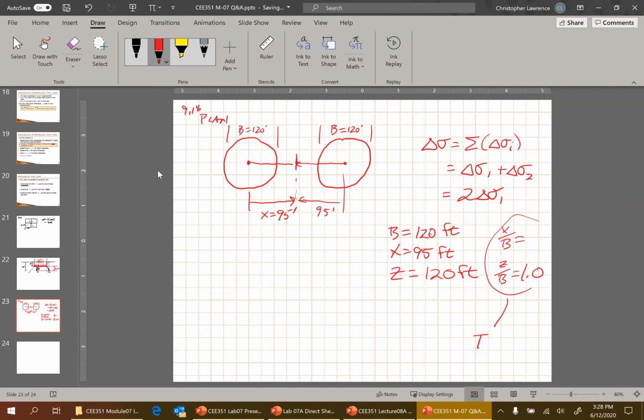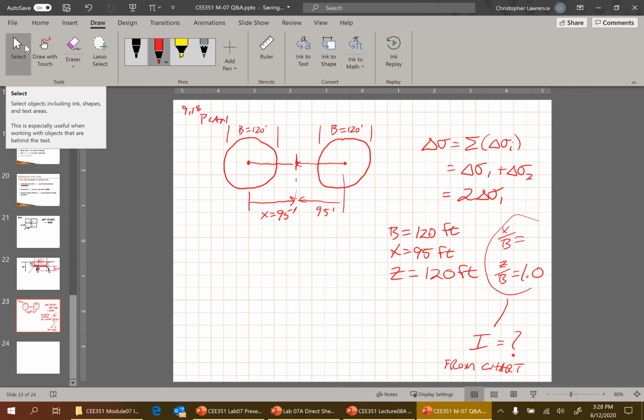So looking at the chart for the circle, if x over b happens to be 1.0 and going down to whatever depth, it doesn't touch any of the influence. So what does that mean? It's out of the influence zone. There is no influence. You'd have an influence factor of 0. All right. Okay.